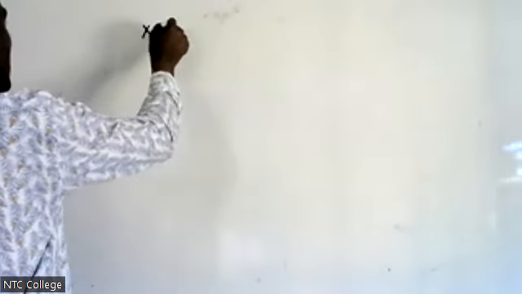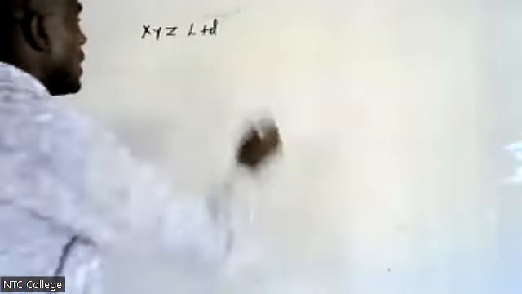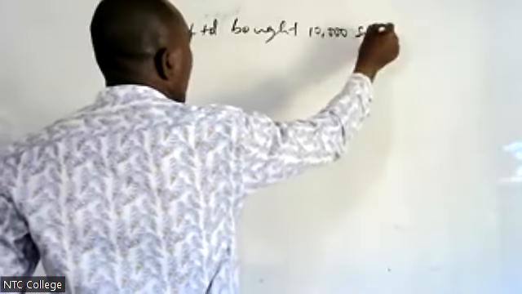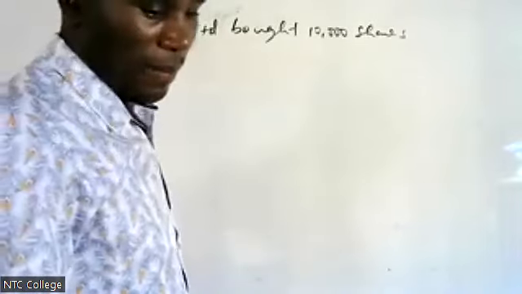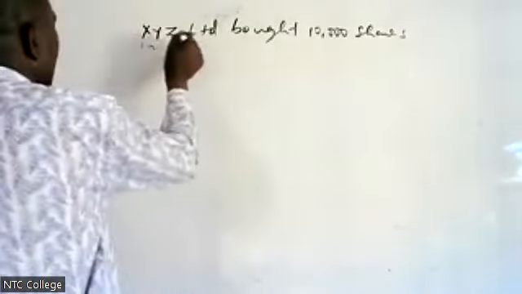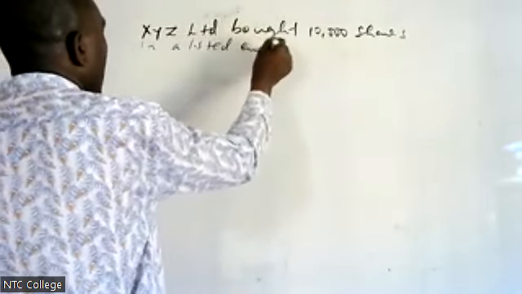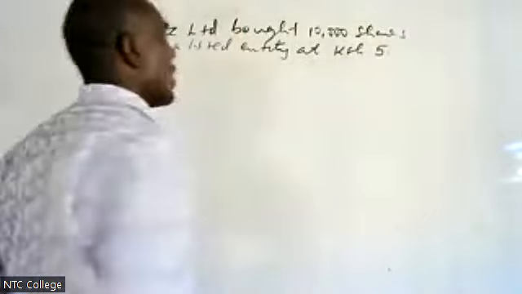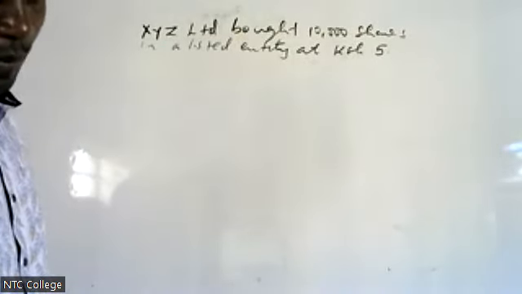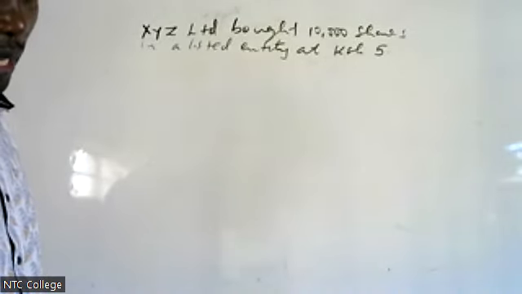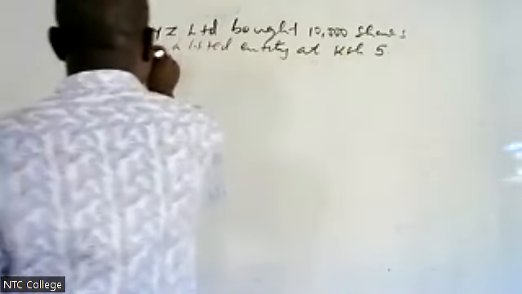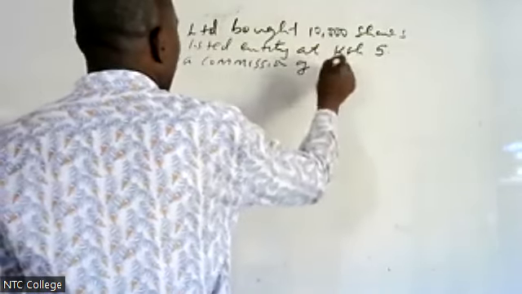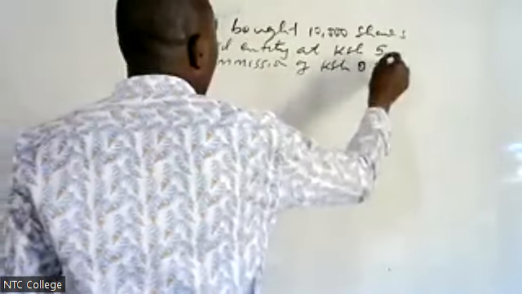XYZ Limited bought 10,000 shares in a listed entity at Kenya shillings 5 per share, and a commission of Kenya shillings 0.25 was paid to the broker.